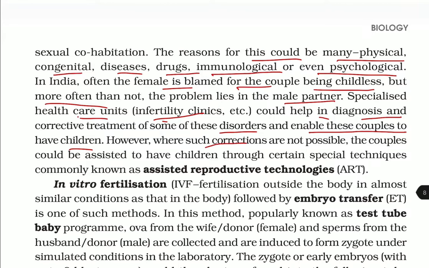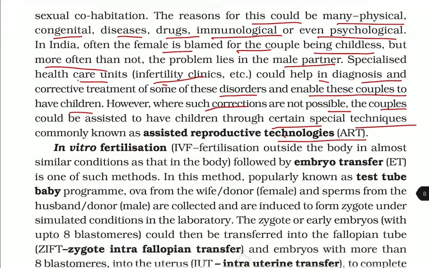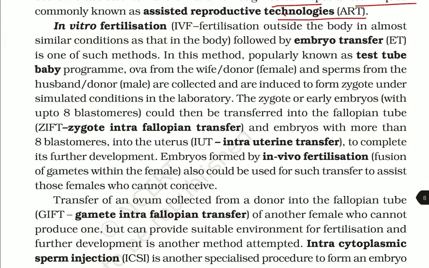However, when such corrections are not possible, the couples could be assisted to have children through certain special techniques commonly known as assisted reproductive techniques, that is ART. In vitro fertilization, IVF, fertilization outside the body in almost similar conditions as those in the body, followed by embryo transfer, is one of such methods.